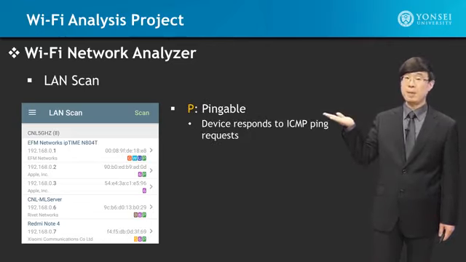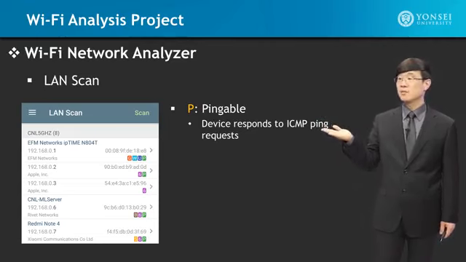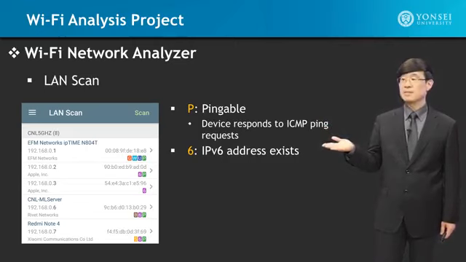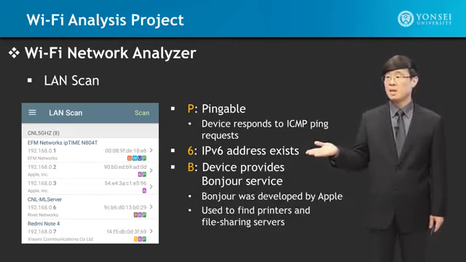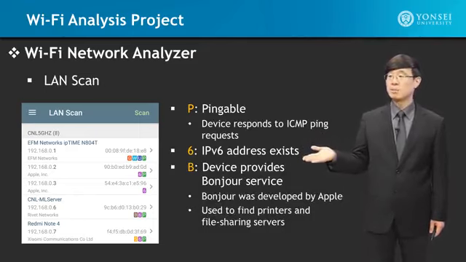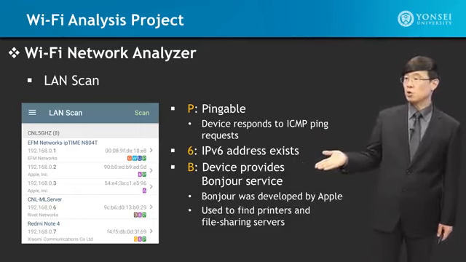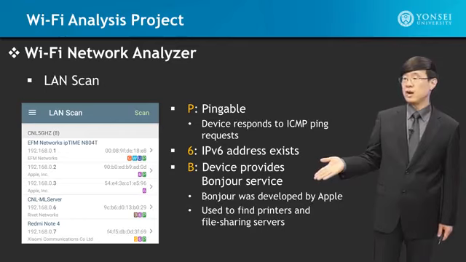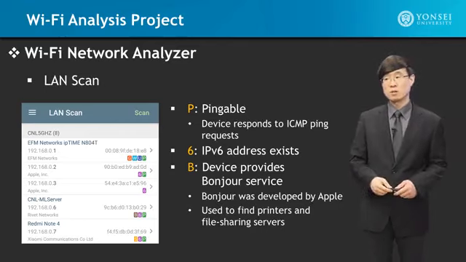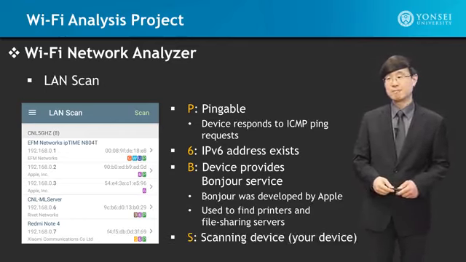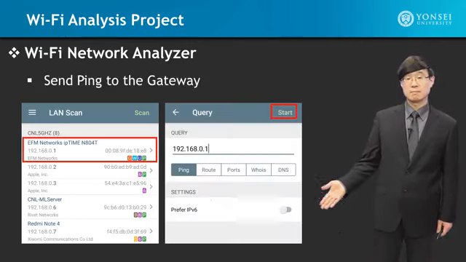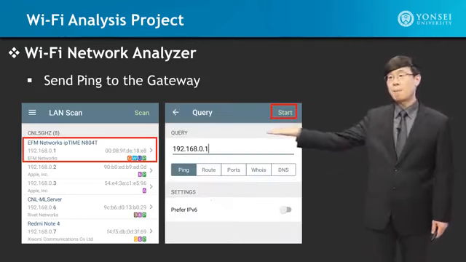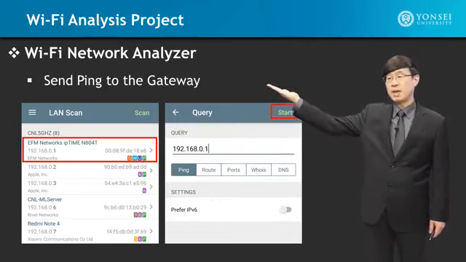There's P for pingable, which is device response to an ICMP ping request. Then we have 6, or IPv6 address exists. B, which is device provides Bonjour service. Bonjour was developed by Apple, and it's used to find printers and file sharing servers. Pretty cute. Then there's the S, scanning device, your device. In the top box, send ping to the gateway.